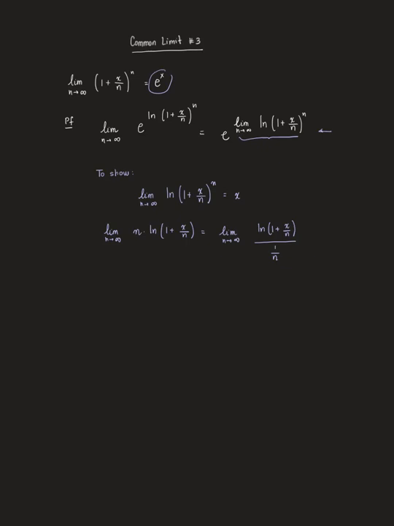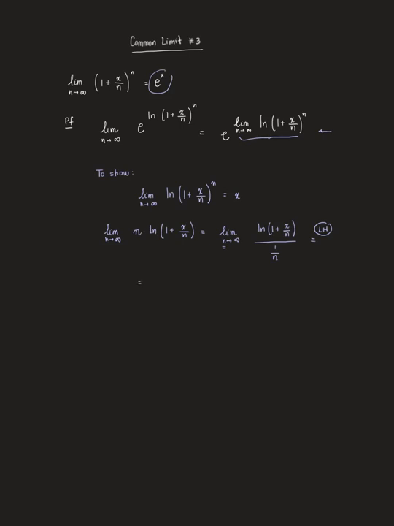Now, let's think about what kind of indeterminate form we have here. In the numerator, as n gets really large, x over n goes to 0, and natural log of 1 is 0. So this numerator goes to 0 as n gets very, very large, and the denominator also goes to 0. So we have a 0 over 0 form, which means that we can use L'Hopital's rule. L'Hopital's rule means we are going to take the derivative with respect to the variable n in this case. So applying L'Hopital's rule, I'm going to treat x like a constant, and n is the thing that's changing here. n is our independent variable.